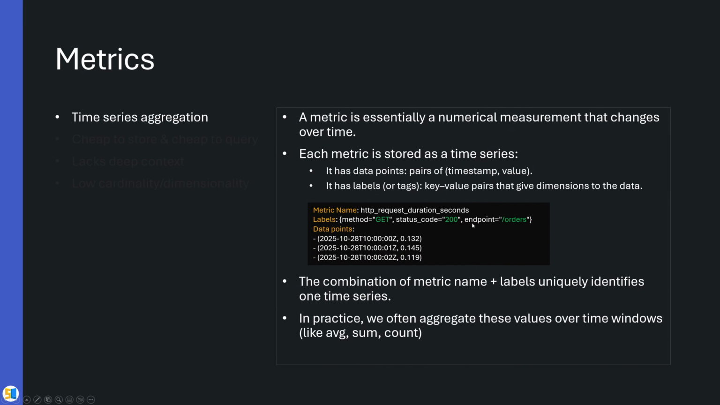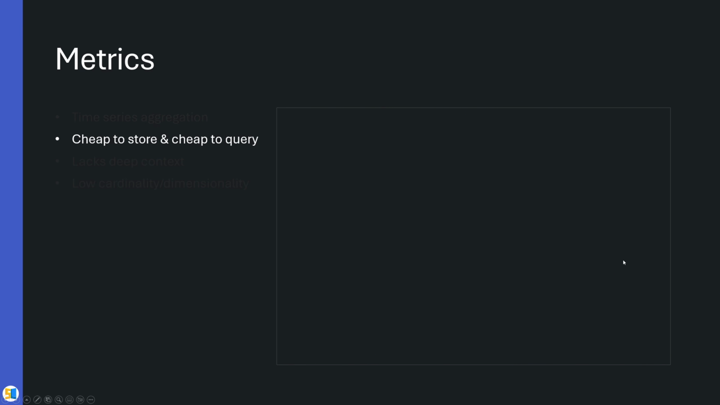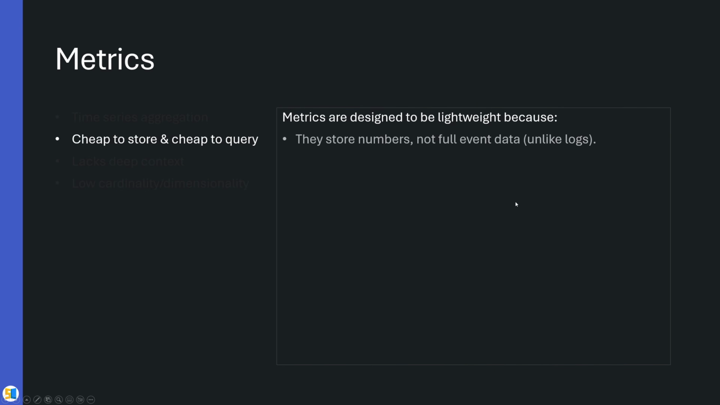And in practice, we often aggregate these values over time windows, like using average or sum or count. And metrics are cheap to store and cheap to query. Metrics are designed to be lightweight because they store numbers, not full event data like logs, for example. And they are aggregated. You don't need to keep every raw event. You just need to keep the counts, the sums.